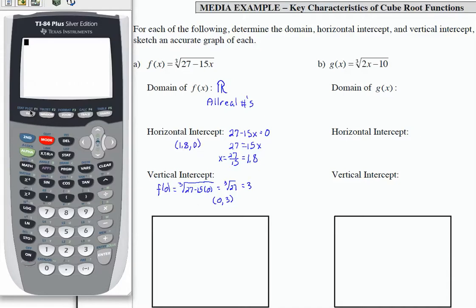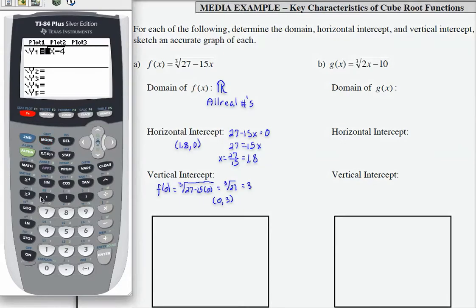So let's go to our y equals, and let's clear whatever's in y1. I need to enter the cube root, which is number 4 on the math menu. And what's under the radical is 27 minus 15x. I'm going to use my arrow key to end the radical right after the x. And I'm going to make sure that my window is the standard window and see if that's going to give me a good shape for this graph.